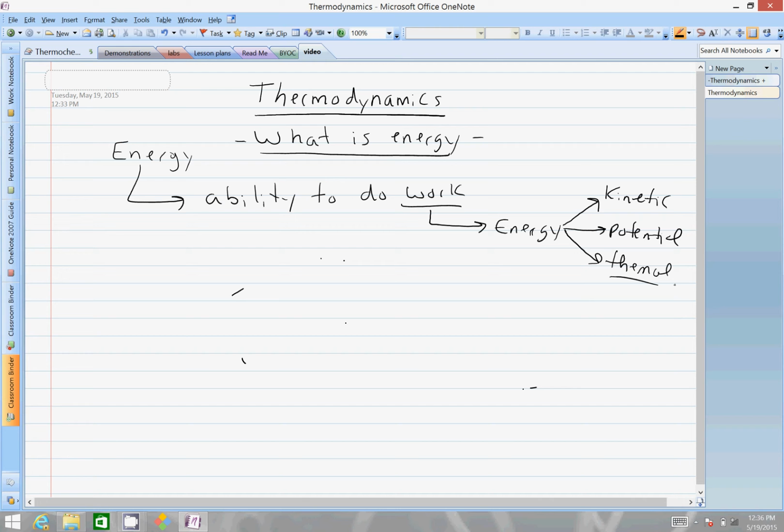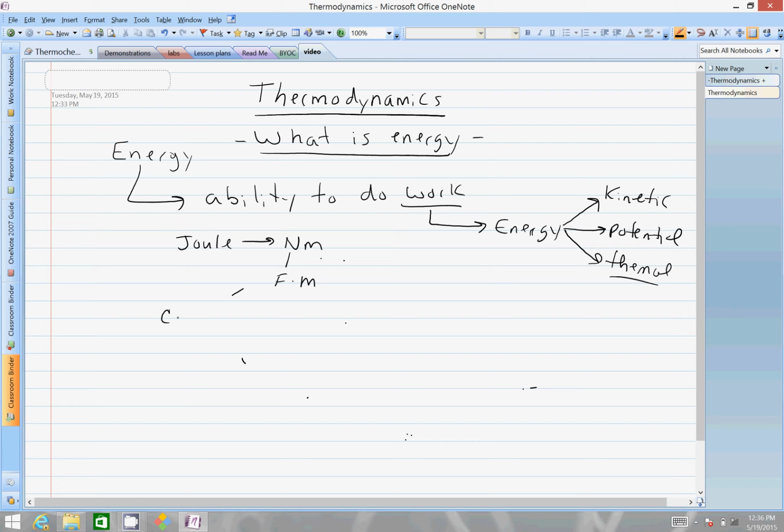The most common unit of energy used in science is a joule. And a joule simply is defined as a Newton meter. A Newton is a unit of force, and a meter is a distance. So applying a force to an item over the course of a meter is a joule.